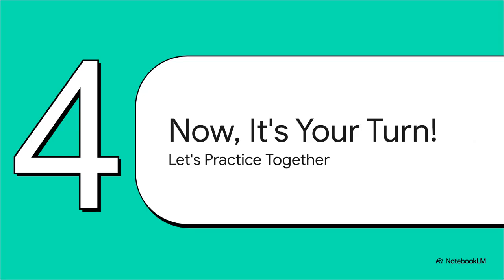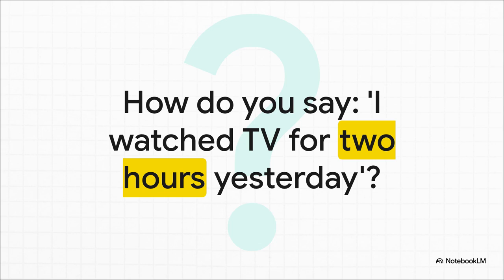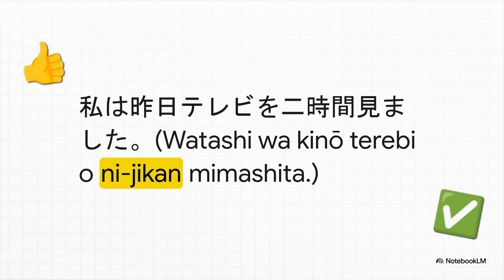All right, enough of me talking. You've seen the rules, you've seen the examples. Now, the best way to really get this to stick is to try it for yourself. Let's do a couple of quick practice sentences together. You got this. Okay, here's your first challenge. I watched TV for 2 hours yesterday. Just think back to our structure. Subject, object, duration, verb. Go ahead and pause here if you need a second to think it through. No pressure. And there's the answer. Watashi wa kinou, I, yesterday, terebi o, TV, and our key phrase, nijikan mimashita, watched for 2 hours. Awesome job if you got that right.